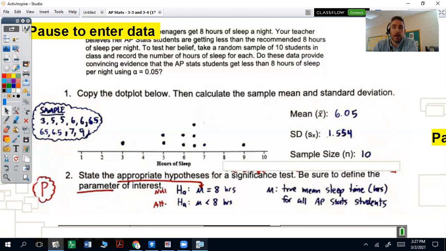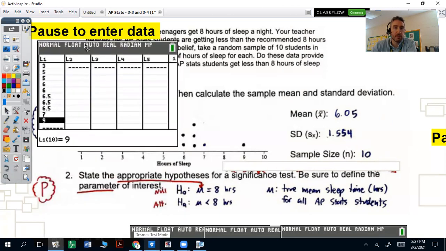So once you've identified your hypotheses, we want to identify and label what the parameter is. So our mu is the true mean sleep time in hours for all AP Stat students. Remember, in a hypothesis test, we assume the null. So we assume 8 hours of sleep is what people are actually getting. And we're testing to see if they're actually getting less than 8 hours of sleep. So our sample of 6.05 is promising because that's far enough away from 8 that might give us a good p-value to reject the null and assume that the alternative is true.